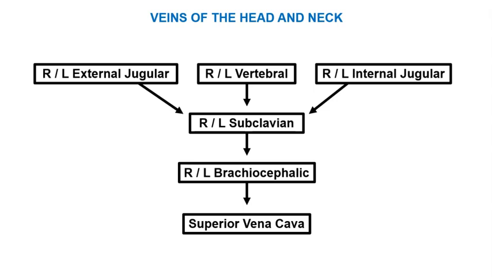All three sets of veins drain blood into the subclavian veins, which in turn deliver their blood to the brachiocephalic veins, and then on to the superior vena cava.